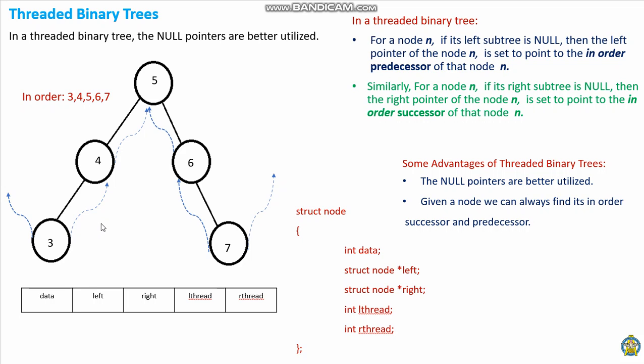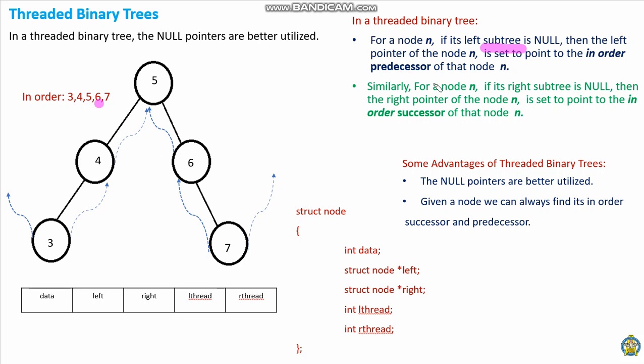So what we will do here is, given a node, it may have a left null or right null or both null. In that case, for a node n, if its left subtree is null, then the left pointer of that node n is set to point to the in order predecessor of that node n. Let's take for example 7. Here the left is null, so 7's left will point to its in order predecessor. 7's predecessor is 6, so it points to 6.